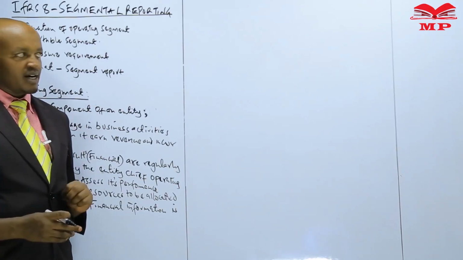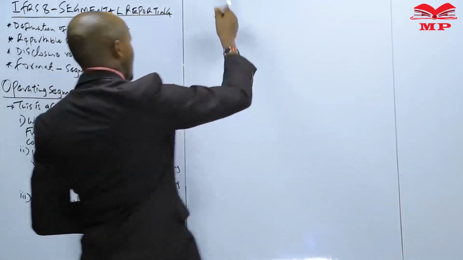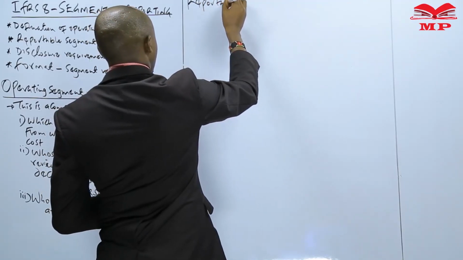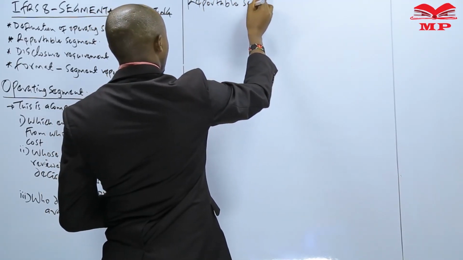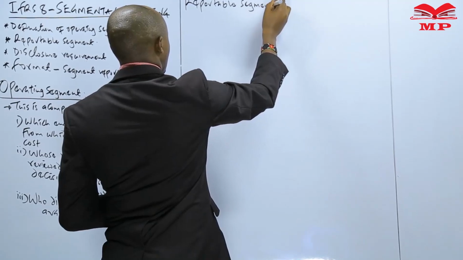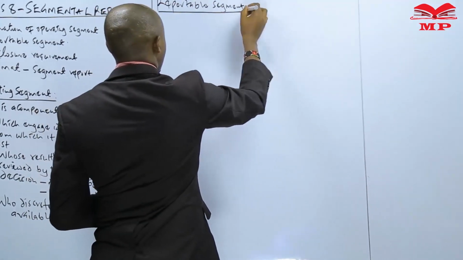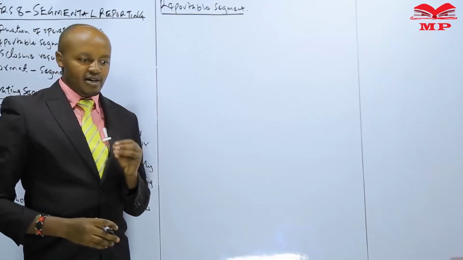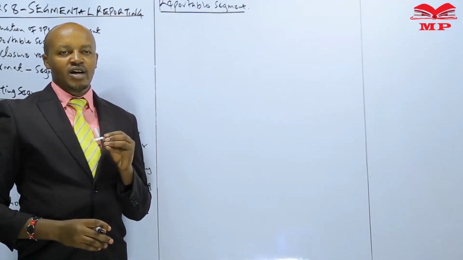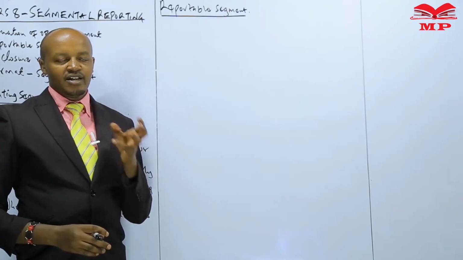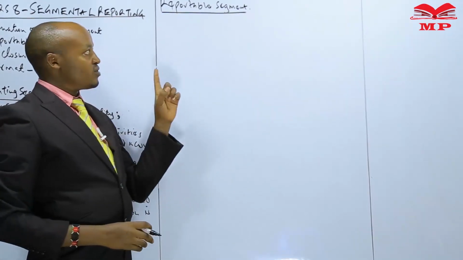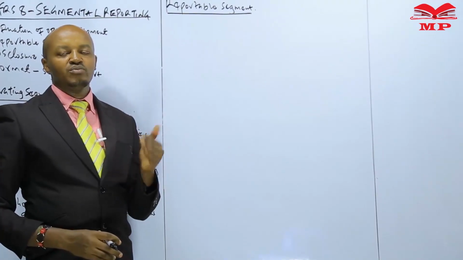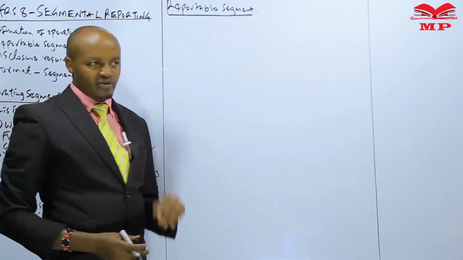Now, when we talk about a reportable segment here, we say that this is a segment whose separate information will need to be reported in the segment report. So it means that whenever a segment report is to be prepared, the separate information about those segments which are deemed to be reportable will need to be provided there.